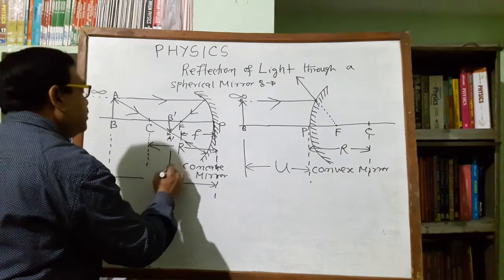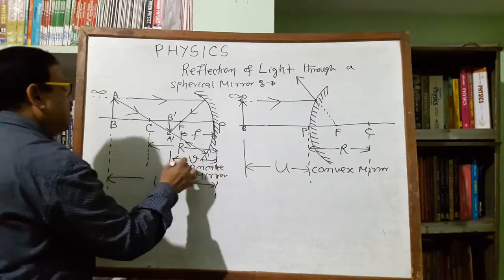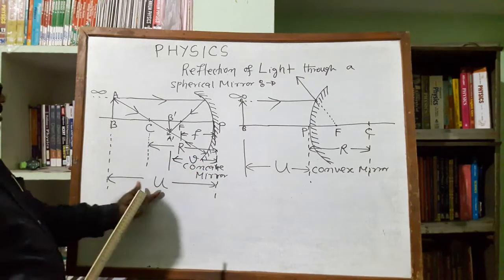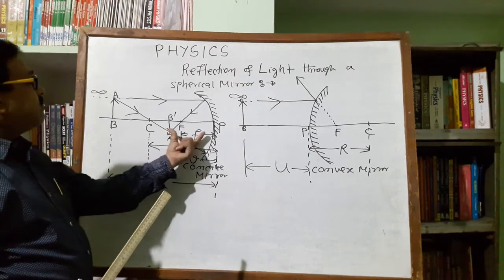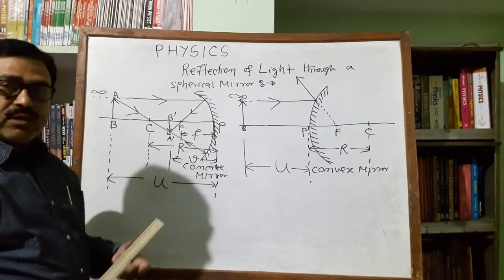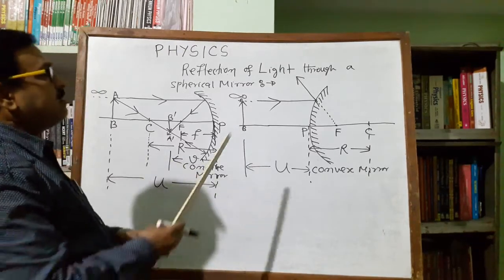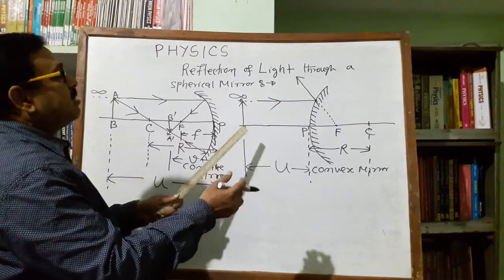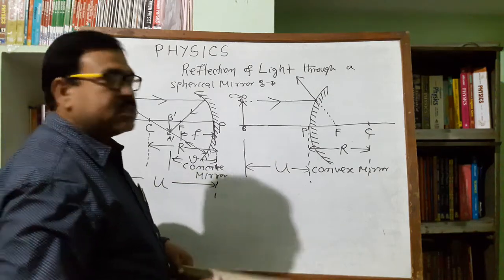The distance of the image from the pole is called image distance. So we have seen here how to decide the object distance, how to decide the image distance, how to decide the focal length, and how to decide the radius of curvature for the concave mirror. And in a similar way, we can also decide the image distance through the convex mirror.